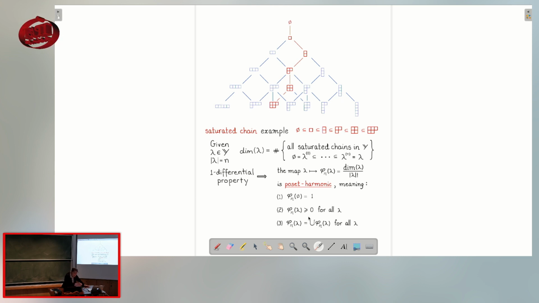In general, if I have any function phi from the Young lattice to the reals, say, which satisfies these three conditions.